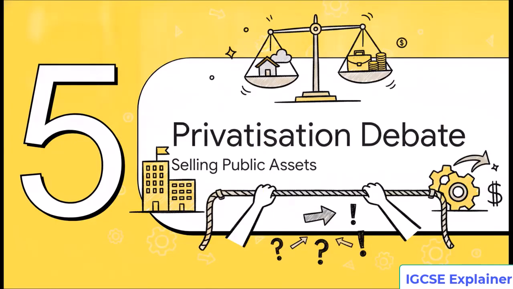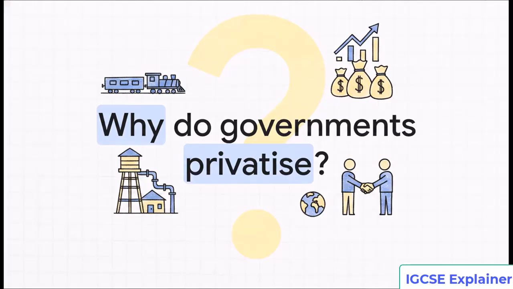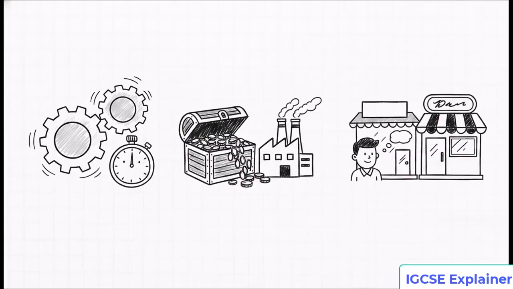Section 5. The privatization debate. Now, when a government actually decides to shift the ownership of a business from the public sector over to the private sector, it creates this really intense economic tug-of-war. Which brings us to a core question we really need to look at strictly impartially. Why do governments privatize? I mean, why take a massive state-owned entity, like a national railway or a water supplier, and just sell it off to private individuals and investors? So, the crucial point is objectively understanding the economic arguments in favor of making this shift.